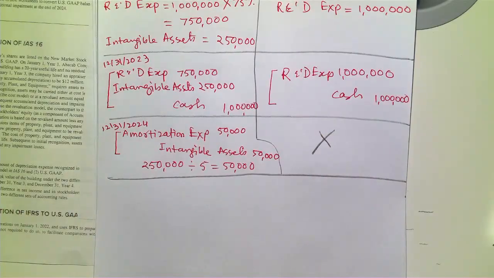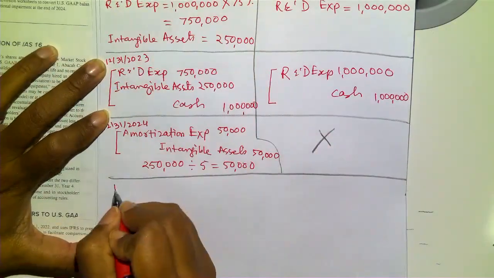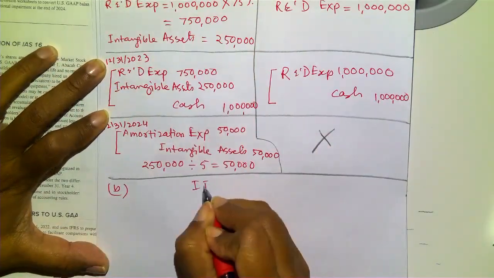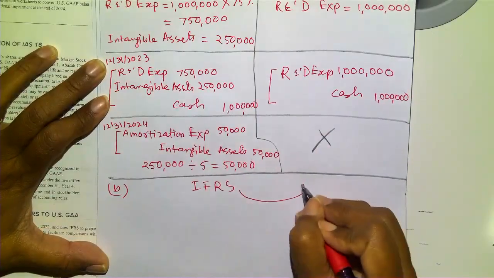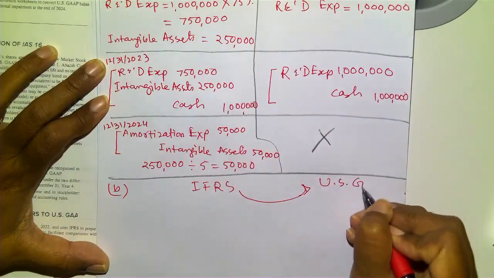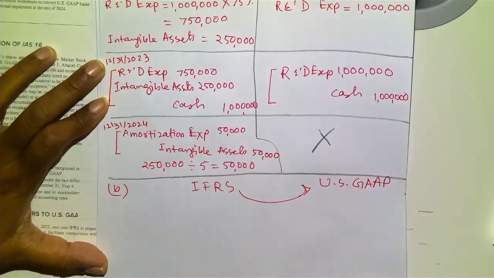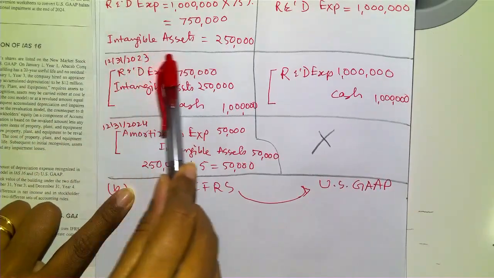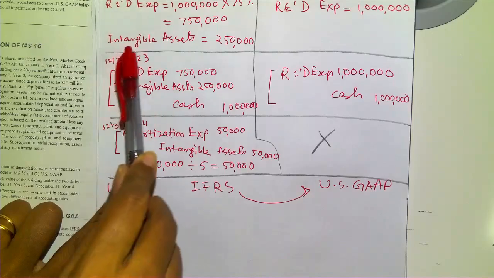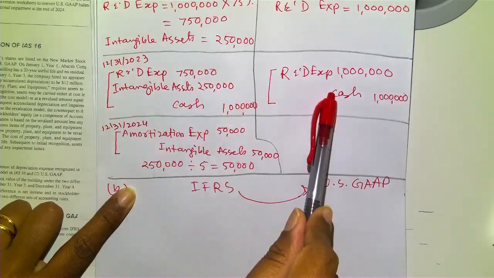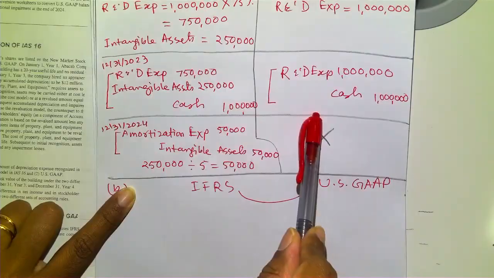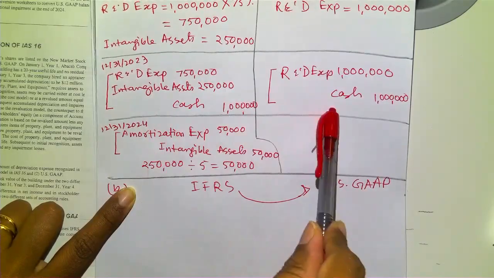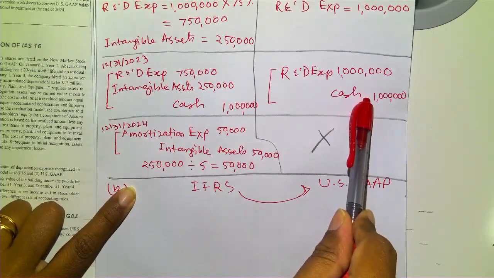Good. Now, what will be the journal entries? This time, conversion entry. We are converting from the IFRS to US GAAP. So please read the problem carefully. Before, we did the GAAP from IFRS. Now this time, IFRS to US GAAP. Now look at that. This is on my book, right? I want to show this. Cash, do we need to do anything? Cash is the same. We don't need to do anything.